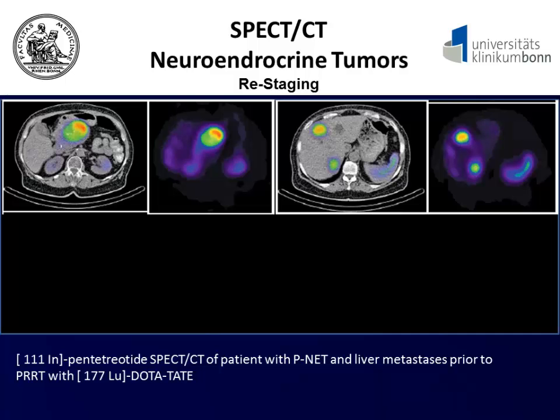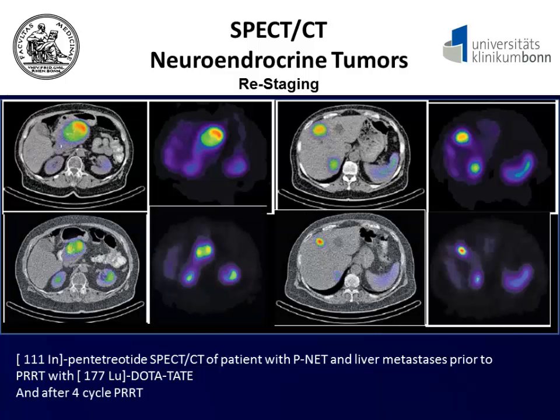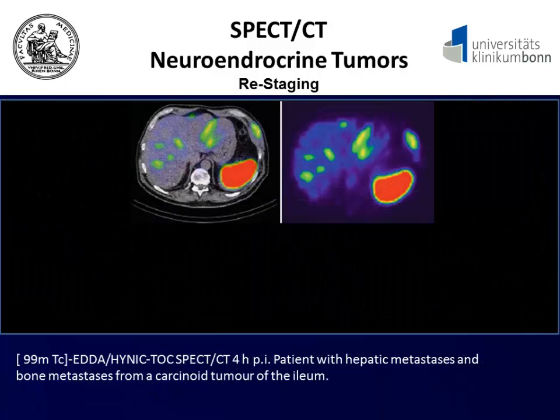Here is one example, also an octreotide scintigraphy with SPECT CT of a patient with pancreatic neuroendocrine tumor and liver metastasis. We performed these scans prior to radiopeptide therapy, and again after 4 cycles. As you see here, there is a partial response after 4 cycles of radiopeptide therapy. Again, you can use SPECT CT for treatment follow-up.